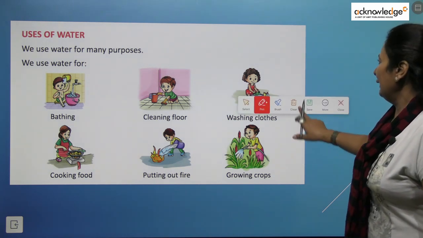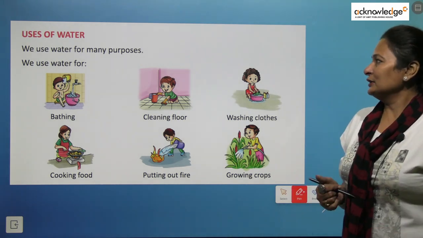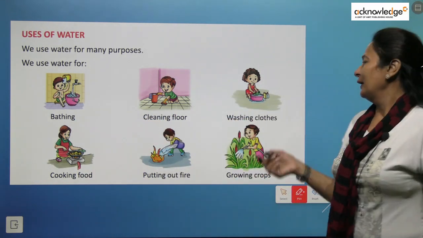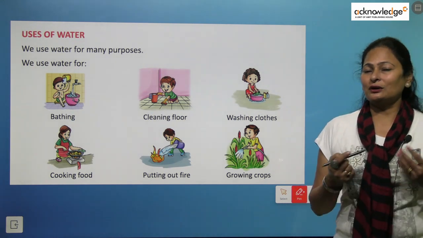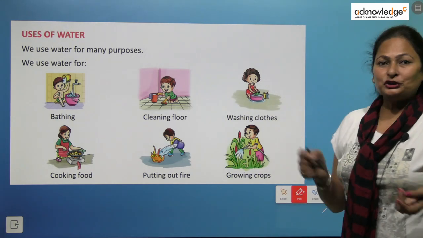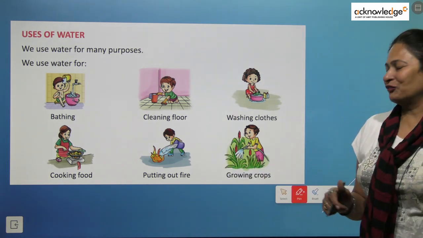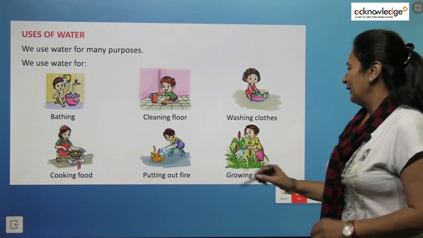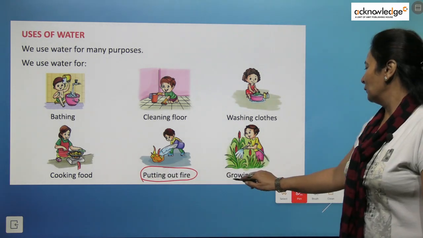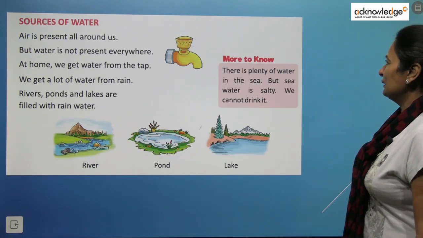Now, the next is uses of water. We use it for bathing, yes, cleaning floors. It is required for washing clothes. Not only for washing clothes, we need water for washing what? Washing hands, for washing utensils, right? And cooking food. Water is again needed for cooking food, yes. Very important for putting off fire, yes. And growing crops, that we have already discussed, that plants would die without water.